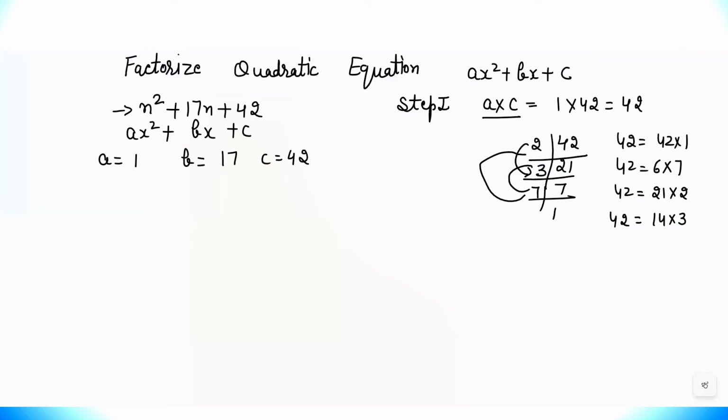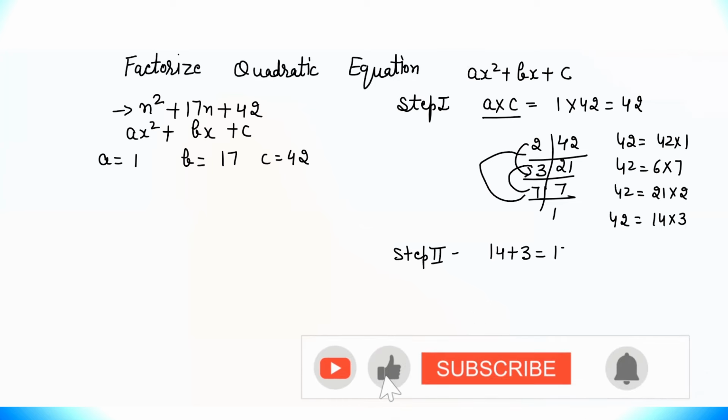Now, what is your step 2? Step 2 is we have to pick out of these factors the numbers which, if I add or subtract, I will get 17. That means if I do 42 minus 1, I'll get 41. I will not get 17 from 42 and 1 if I add or subtract. But if you will see, if I do 14 plus 3, I'll get 17.